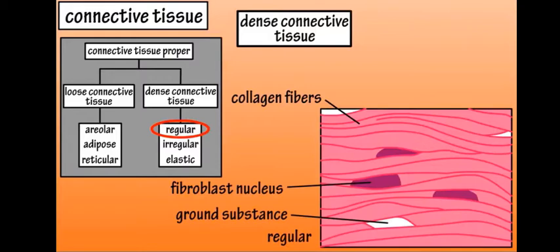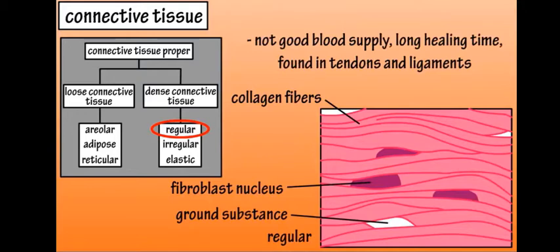Dense regular connective tissue consists of tightly packed parallel collagen fibers with a limited amount of ground substance and fibroblast cells squeezed between the fiber layers. This tissue does not have a good blood supply, so when injured it takes a long time to heal. This tissue is found in tendons and ligaments as it can withstand a lot of stress.